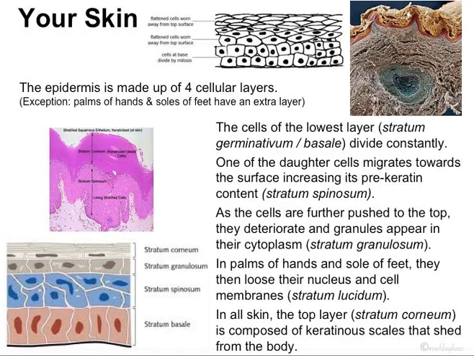Then in the palms of the hands and the soles of the feet, we have an extra layer, and in that area, the nucleus and the cell membranes disappear, and so we call that the stratum lucidum, because we see through it, it's lucid. And then the top layer in all skin is basically a hard layer of dead cells, of scales that can be shed from the body. So that's the stratum corneum, keratinized scales that can shed from the body. So you bump into something, a few cells fluff off your body. You don't see them, they're too small, but that way you don't have to be scraped. It's just easier for the body to deal with it that way.